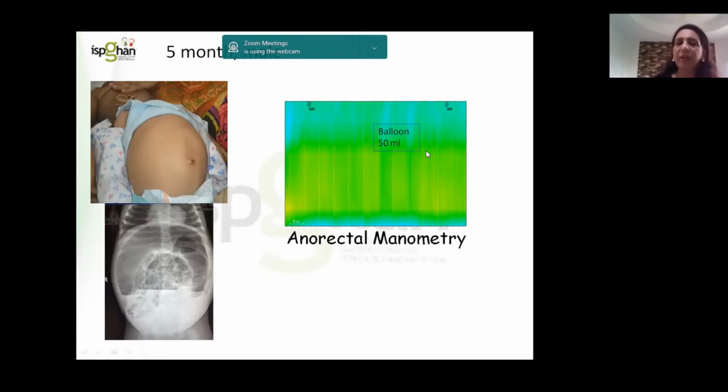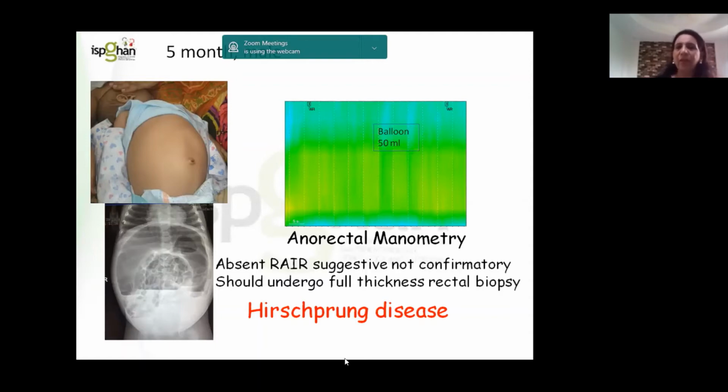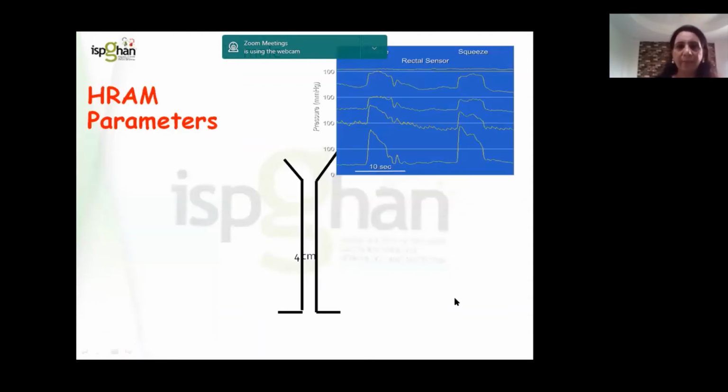Whenever we inflate a balloon, normally there has to be a relaxation of the internal anal sphincter. In our patient, nothing happened in spite of inflating the balloon to the maximum capacity allowed for this age group. So this patient was diagnosed as Hirschsprung disease, but for confirmation, we required a full thickness rectal biopsy.